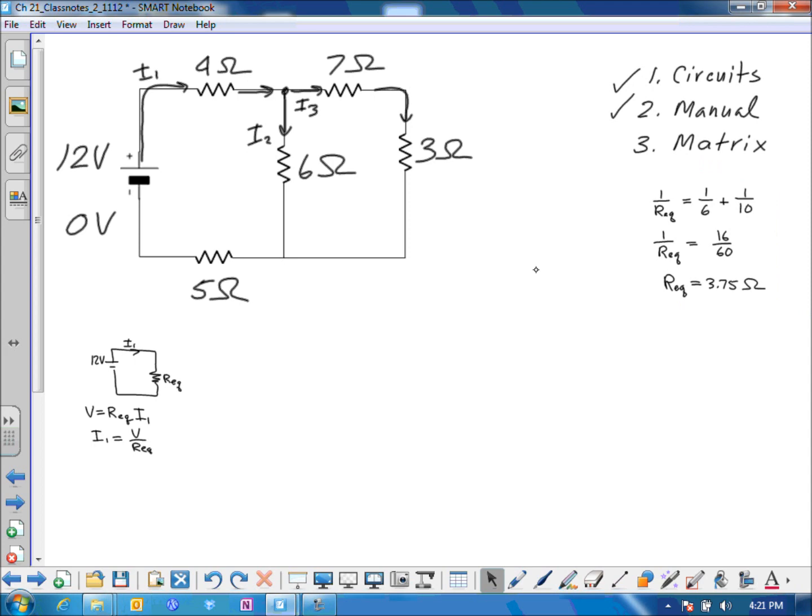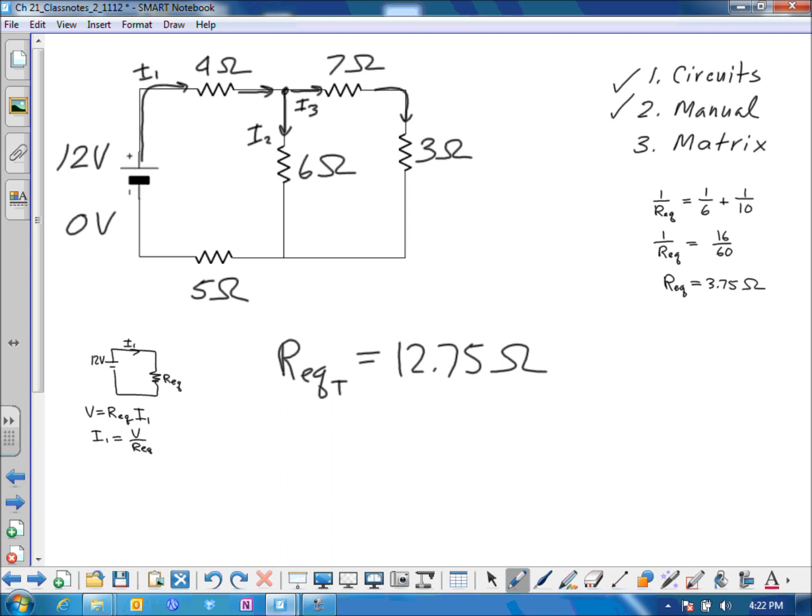To find the total resistance, we need to add the 4 ohm and the 5 ohm resistance to that. And when we do that, we get the total equivalent resistance, I guess I'll put a sub T there. The total equivalent resistance would be the 4 plus the 5, which is 9, plus the 3, which is now 12, which gives us 12.75 ohms. I'll do that one in my head without the calculator.